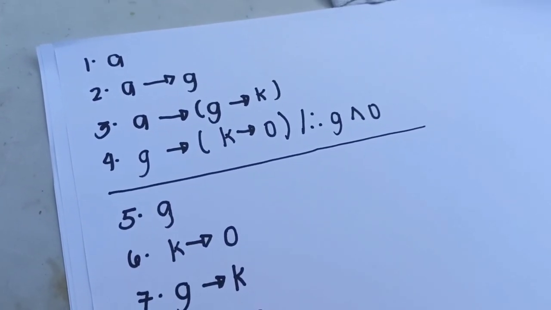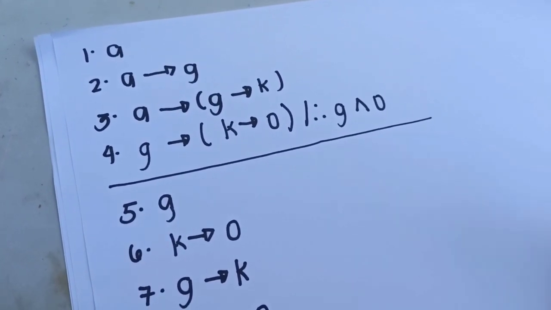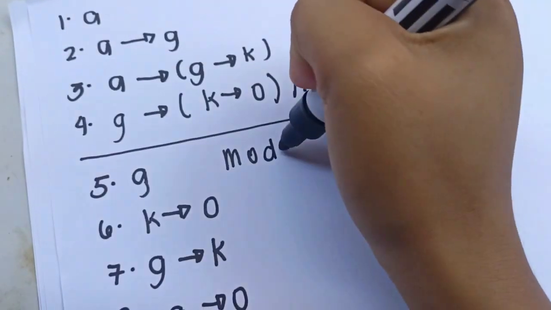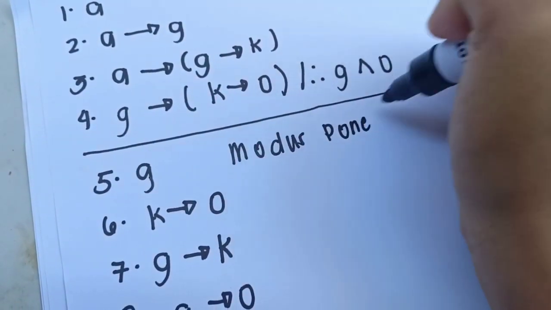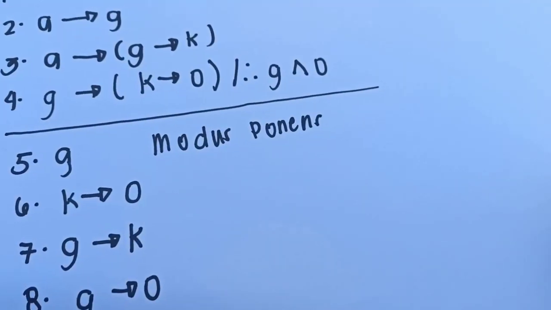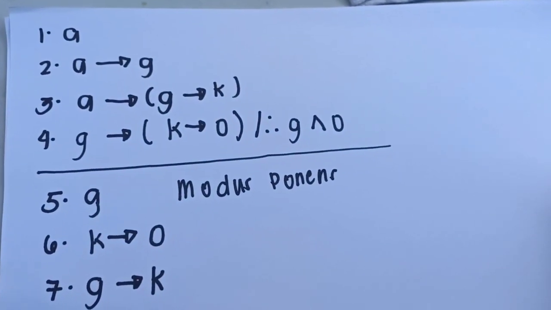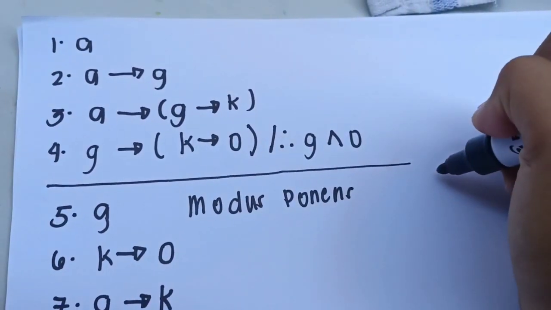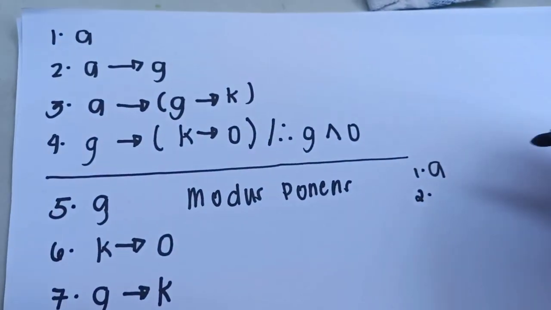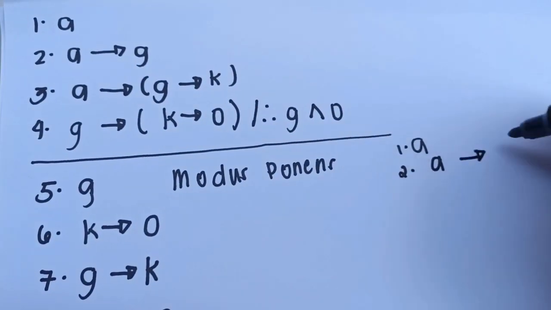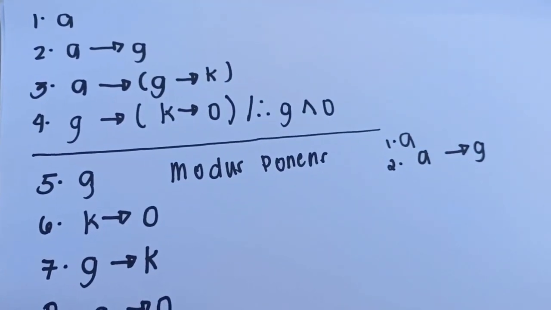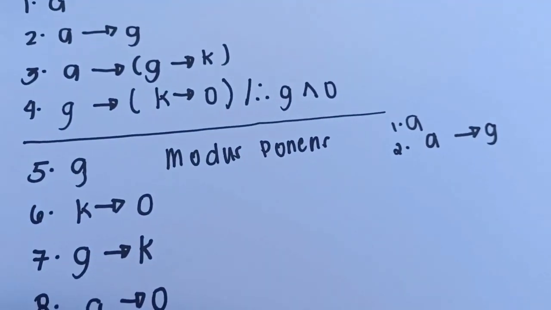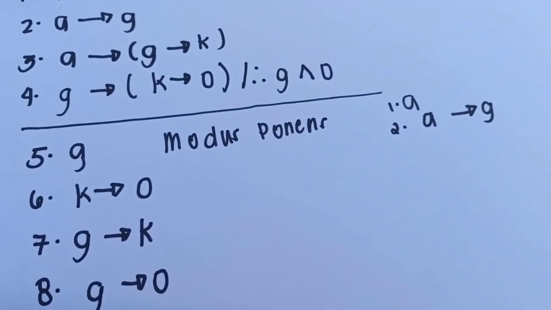So, anong ginamit nating rule? So, it is modus ponens. So, paano nga ba naging modus ponens yan? So, if we combine number 1 and 2, which is A, and A implies G, wherein yung dalawang antecedent niya is same sila. So, yung natira lang dito is G.